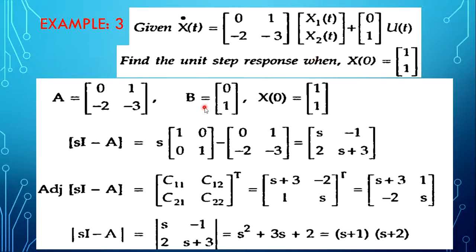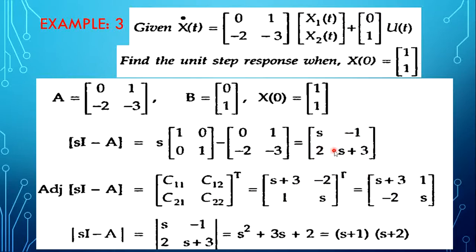From this, extract the A value, the B value, and x of 0. Now to determine ZIR, the zero input response, e to the power At into x of 0, we need e to the power At, which is the inverse Laplace transform of (sI minus A) inverse. First we start with sI minus A. Here I is the 2 by 2 identity matrix, and this is the A matrix. Next we find the adjoint matrix of sI minus A.